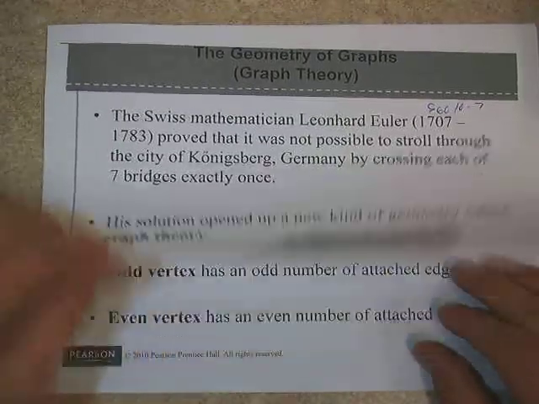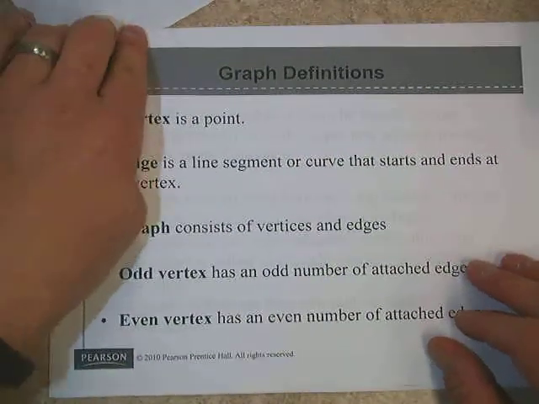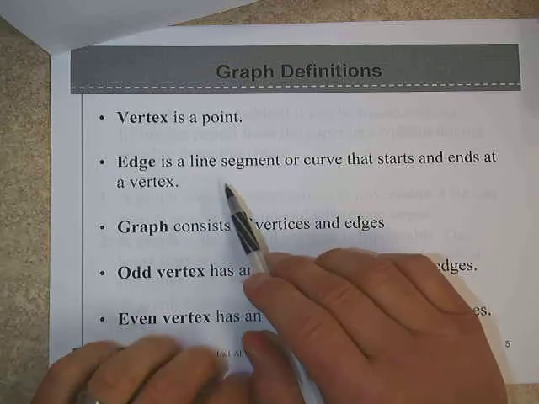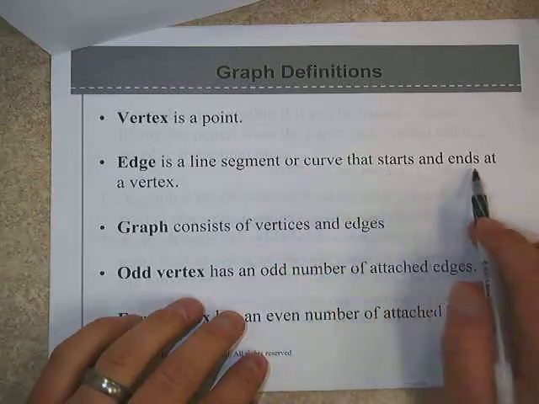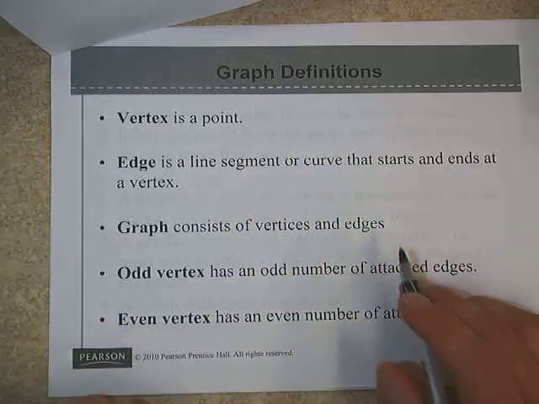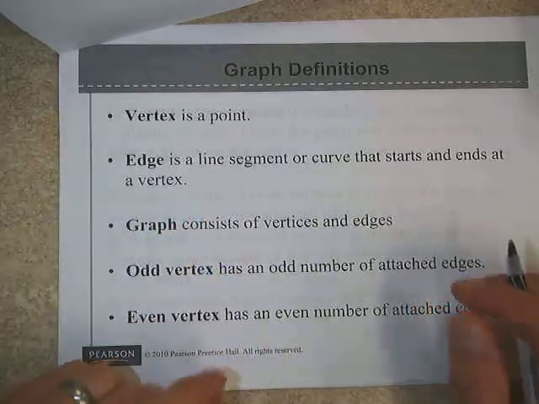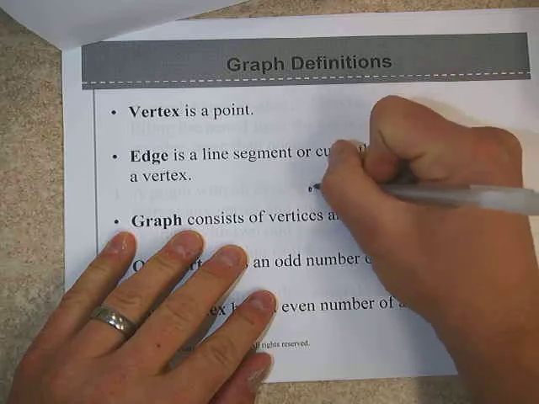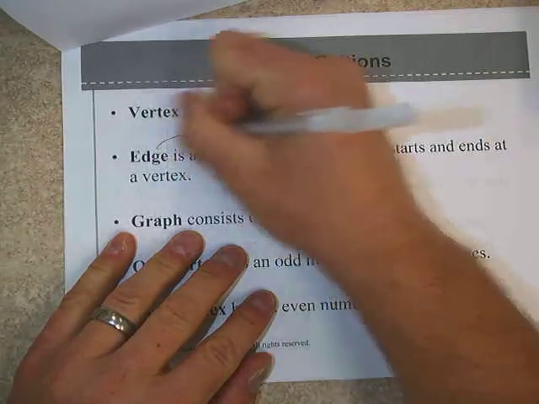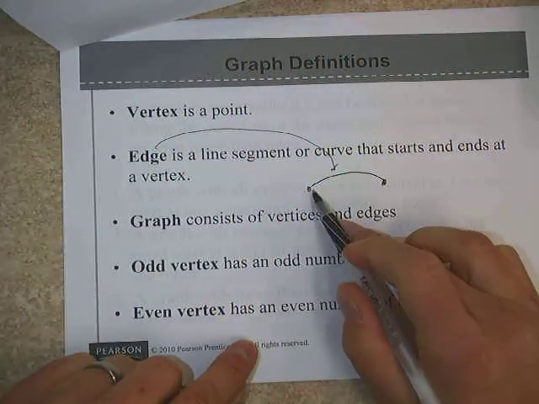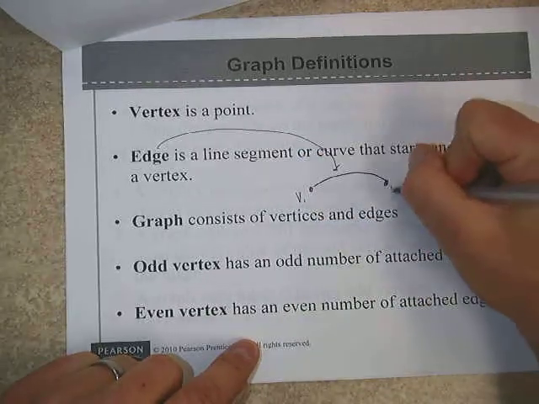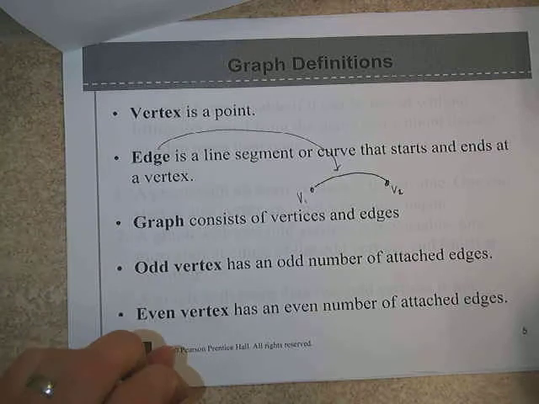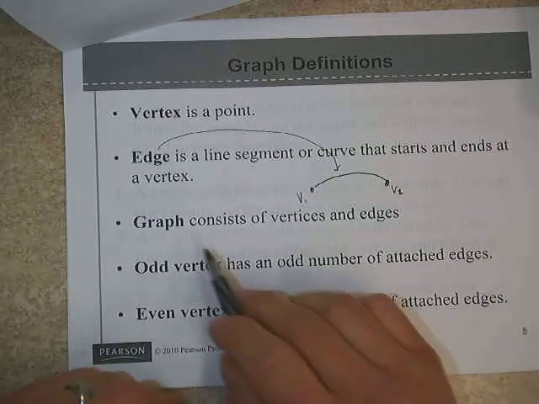So we're going to start out with some vocabulary words regarding graph theory, and the first one is a vertex. A vertex is always going to be just a point. An edge is going to be a line segment or curve that starts and ends at a vertex. So if we have two vertices, a vertex here and a vertex here, and we connect them, whether it's a curved line or a straight line, this right here is the edge. These are the two vertices. We generally label them V1, V2. If we want to label the edges, we'd label that edge 1, etc.